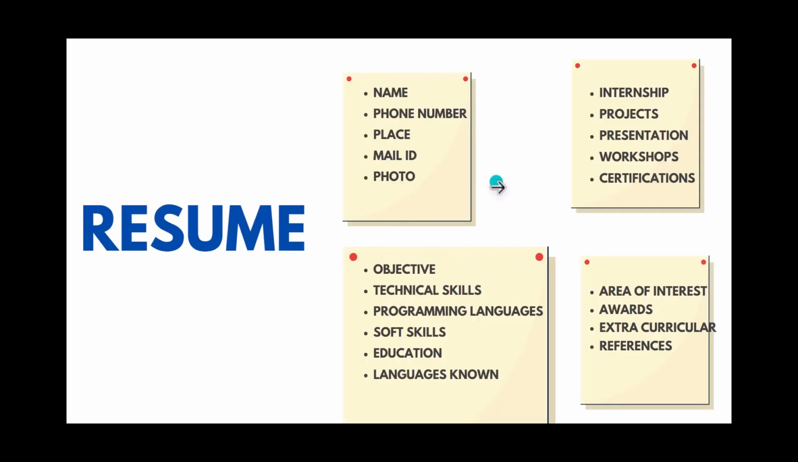These are the things that one can include in a resume: name, phone number, place, mail ID, photo, internship, projects, presentation, workshops, certifications, objective, technical skills, soft skills. We are going to see all of these one by one. You can take a screenshot of it and use it for your reference at the end of the video, or whenever you have time you can create one. I will explain one by one now, guys.